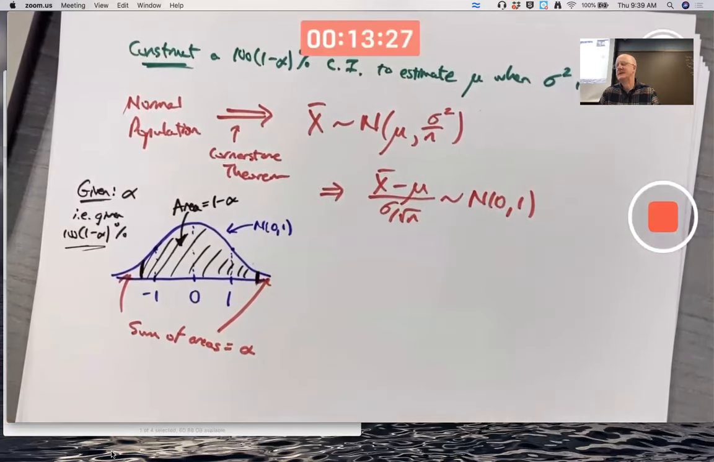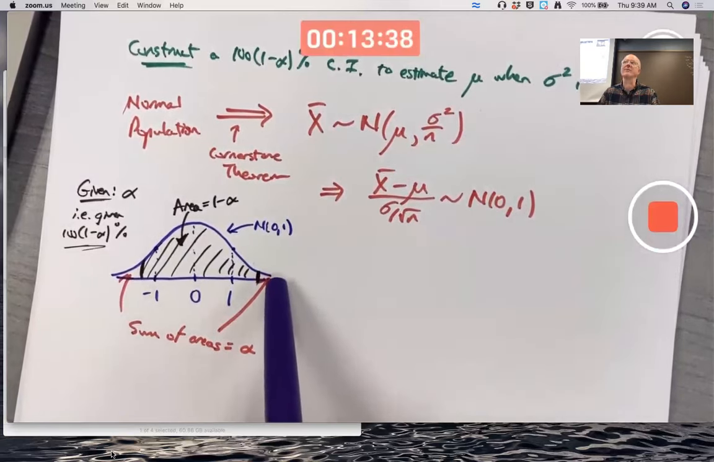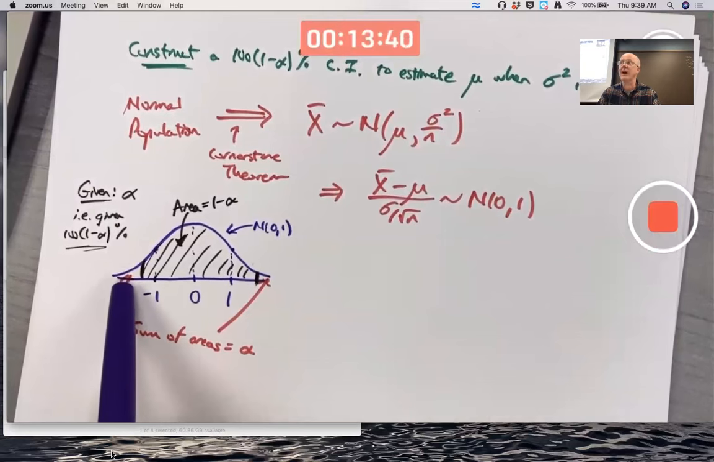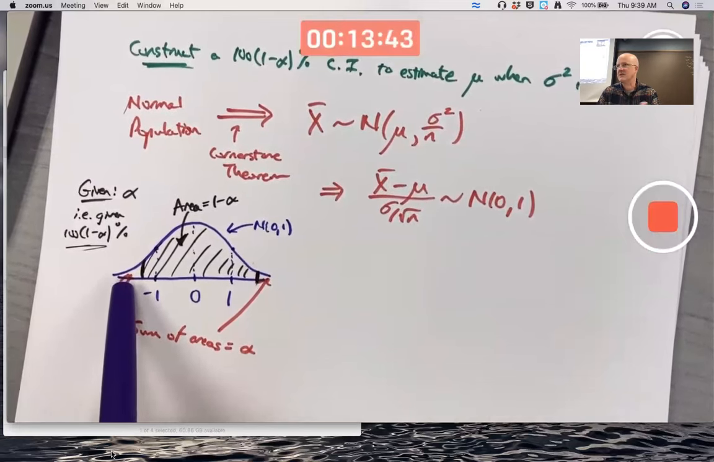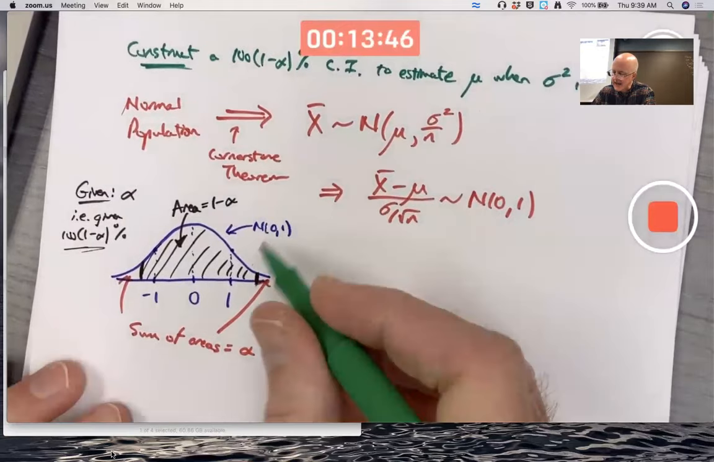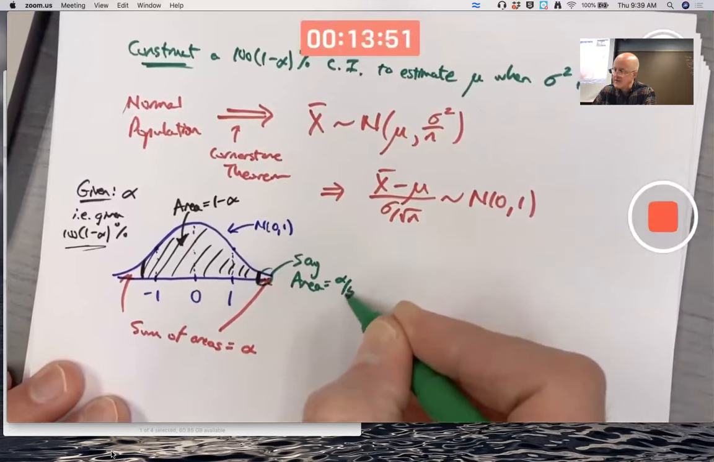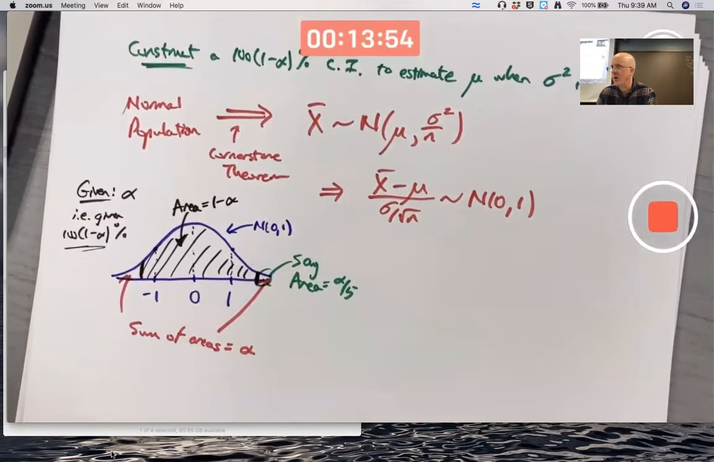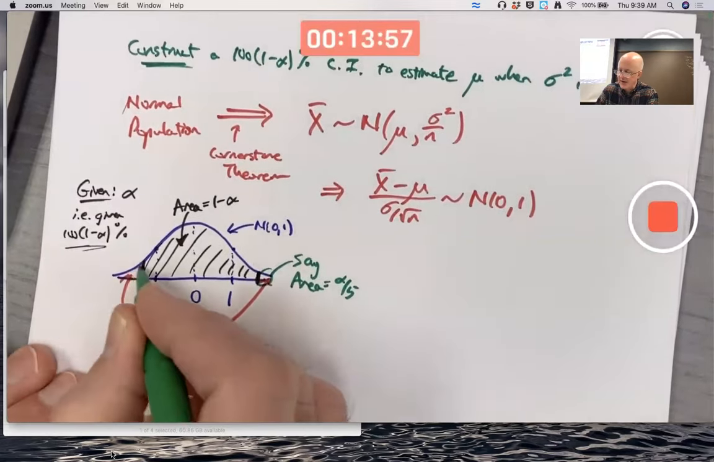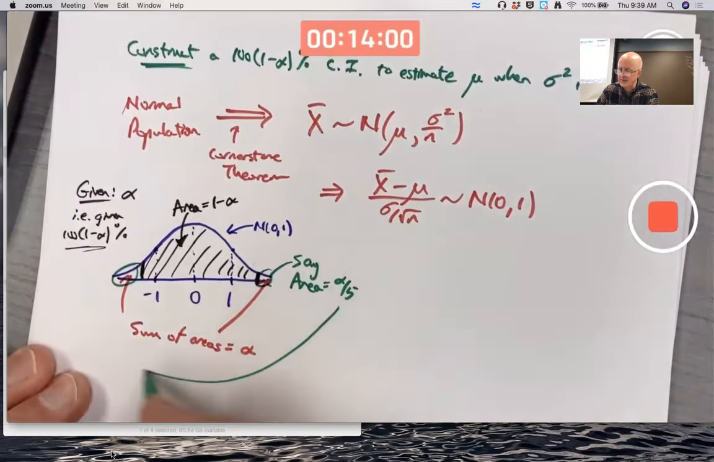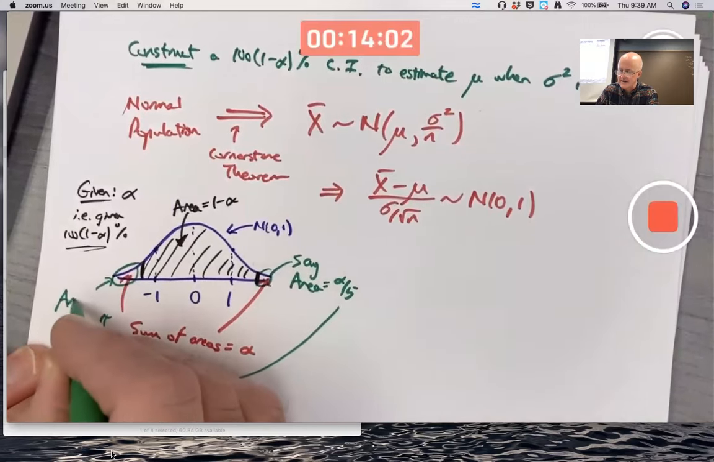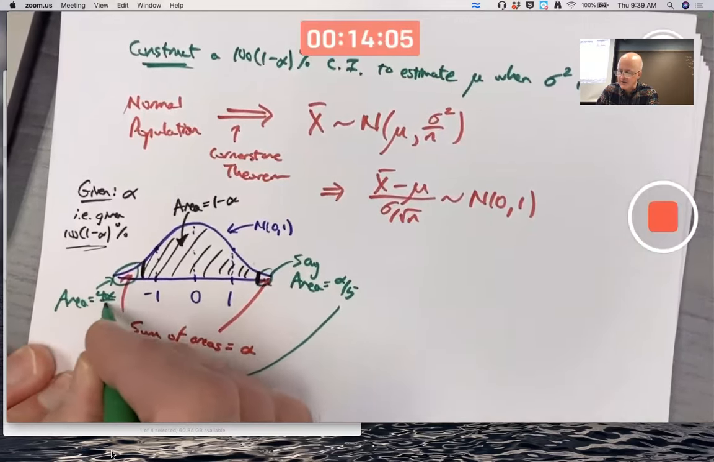And just to be specific, let's pick some specific areas here involving alpha that add up to alpha. I'm going to pick, how about this area to be alpha over 5 and this area to be maybe 4 alpha over 5, just to do something strange. Let's say area equals alpha over 5, just to pick something specific, if I know alpha. But if I do pick that to be alpha over 5, that's going to imply that this area has to be 4 alpha over 5, because those two areas have to add to alpha.